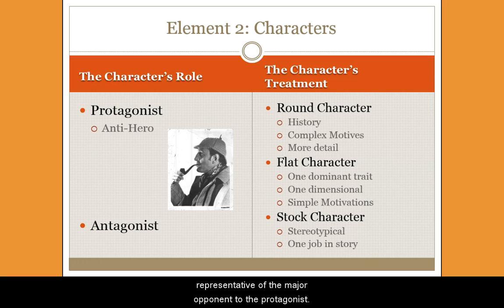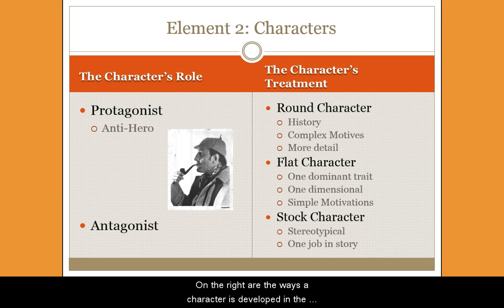Antagonists, on the other hand, are usually representative of the major opponent to the protagonist. They help define the protagonist by challenging him or her in some way. They are typically the bad guy. However, that does not mean they are unlikable. Some of the most dastardly villains can be charming as heck.